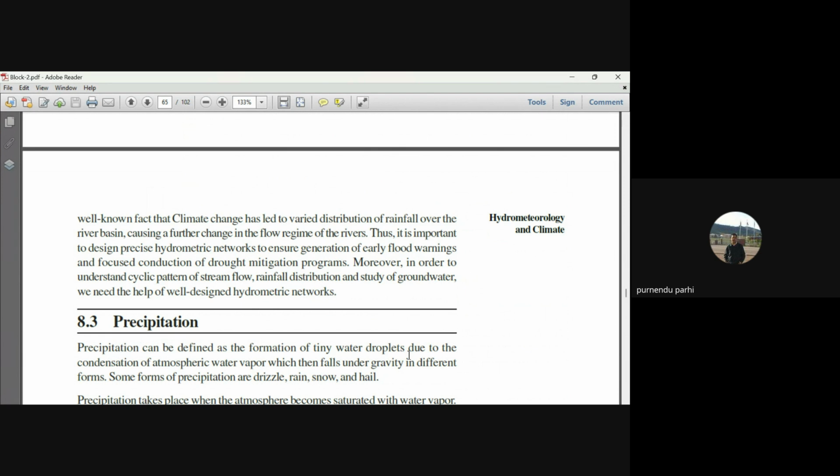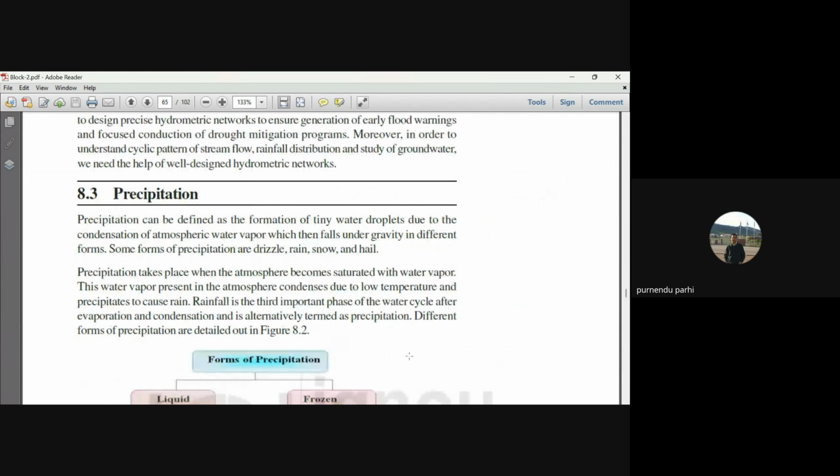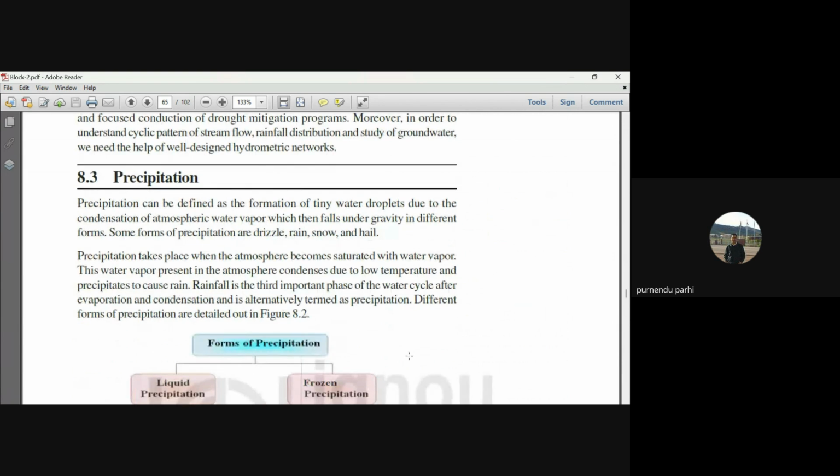Then precipitation. Precipitation can be defined as the formation of any tiny water droplet due to the condensation of atmospheric water vapor, which then falls under gravity in different forms. Some forms of precipitation are drizzle, rain, snow, and hail.